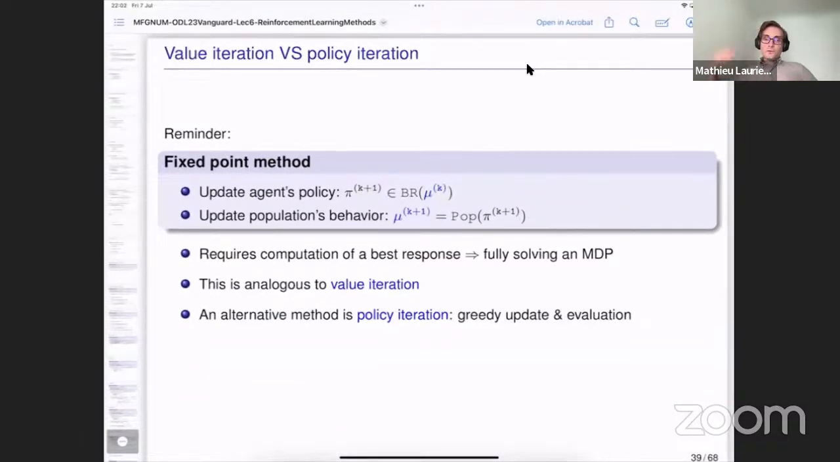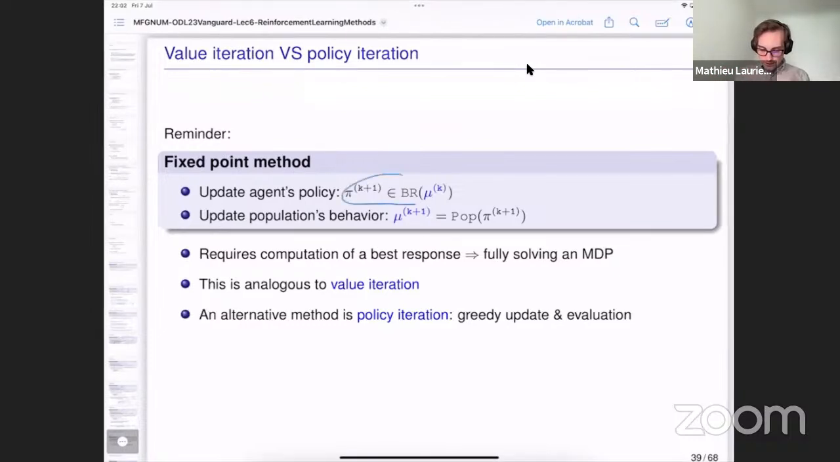So if I take one step back, this fixed point method is more or less equivalent to a value iteration. The idea of value iteration is that at each step, you compute an optimal policy, and then you just repeat like this. Usually it's done for a stationary reinforcement learning problem. In this case, what you do is you compute a greedy policy. Sorry, you really compute an optimal policy at each iteration. So this can be quite costly.